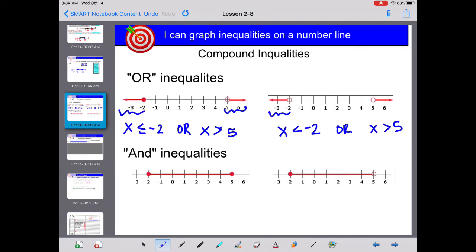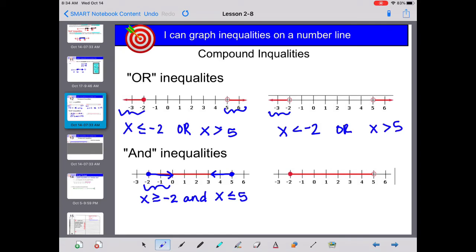And inequalities are the same way. Really, this one goes like this and is an arrow. So what is the name, or how would you write this inequality? X is greater than or equal to -2, and then I focus on the right-hand side, which really looks like this. X is less than or equal to 5.